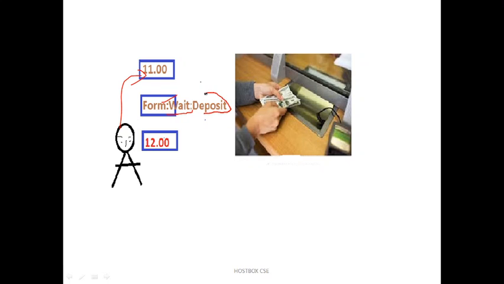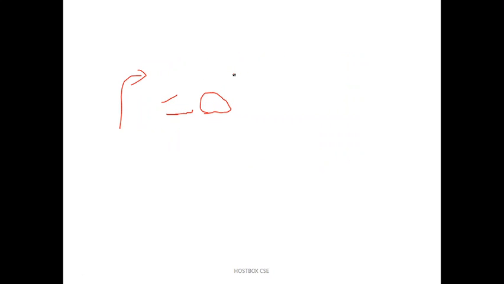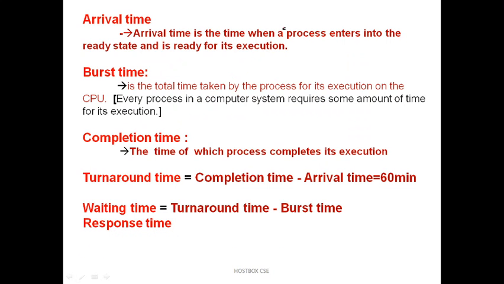Once my deposit is completed, what happens? For example, I start at 11 o'clock and finish by 12 o'clock, and after that I come back from the bank branch. So 11 o'clock is the arrival time. Then the burst time is the total time taken by the process for its execution on the CPU. I enter the bank at 11 o'clock and complete by 12, so that hour is the burst time here.